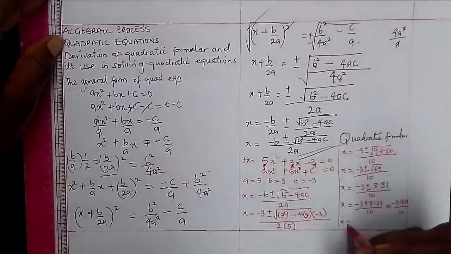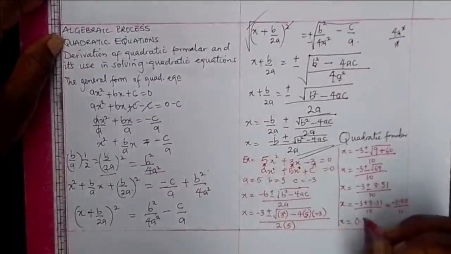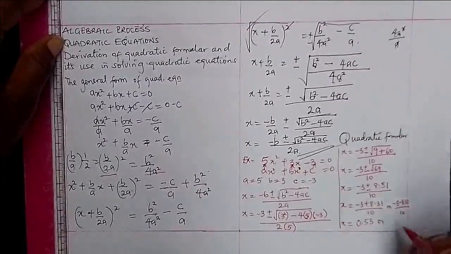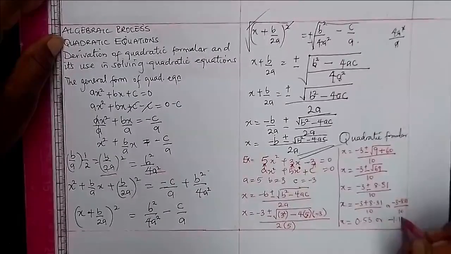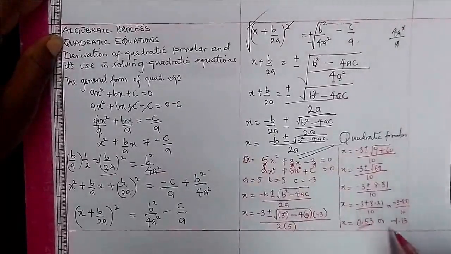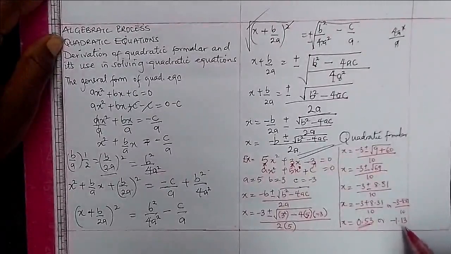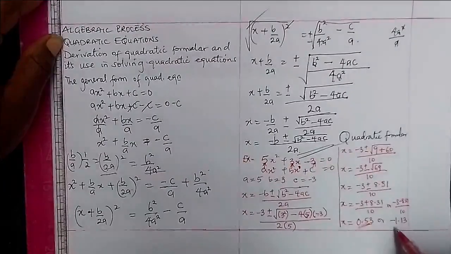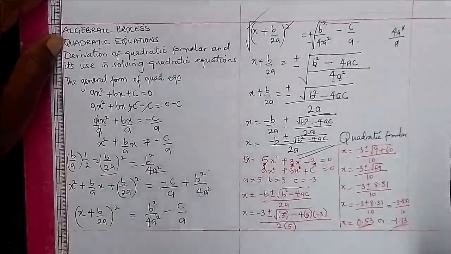So x will now be equal to 0.531 or minus 1.13. So it then means that we have gotten the two possible values of x to be 0.53 or minus 1.13.